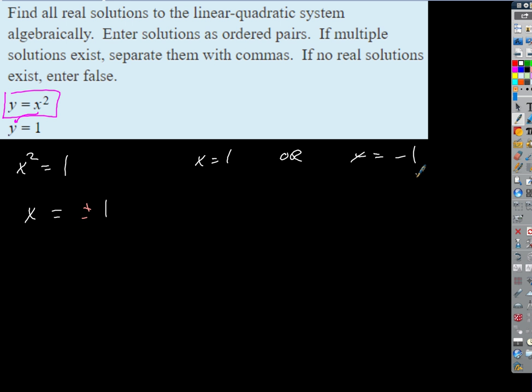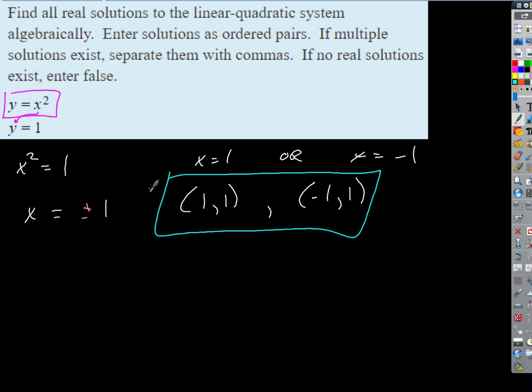But we're solving a system, so we need ordered pairs here, don't we? We need values of both of the variables. So when x is 1, what's y? Y is 1, and that tells us right there, right? So we get the ordered pair x is 1, y is 1, or we get the ordered pair x is negative 1, y is 1, and so that's our solution. Two solutions, two ordered pairs.